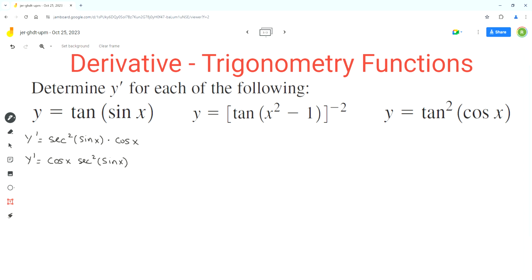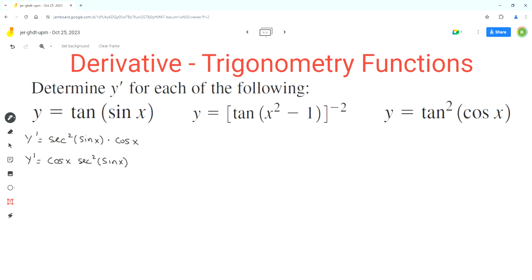Now we can analyze the second function. Now the second function is also a composite function. So in this case, there is an outer function, the power -2, and then the expression in the parentheses or the brackets also is a composite function. So there is this outer function tan, and the inner function is x squared minus 1. So in this case, we'll have to use the chain rule twice.